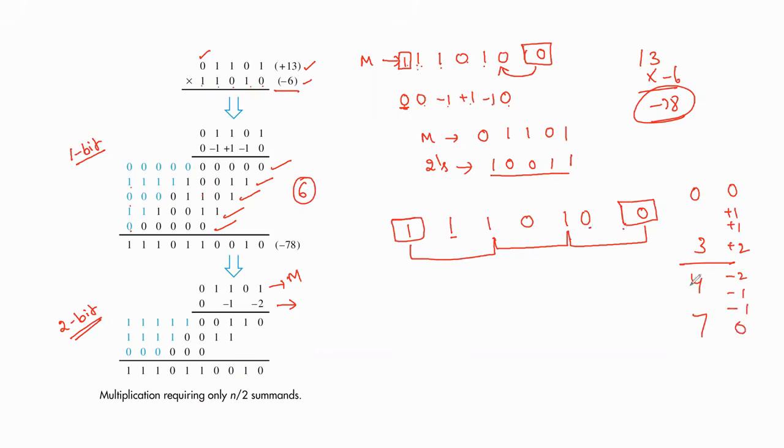Now 1 0 0 means 4, and 4 means minus 2. Similarly 1 0 1 means this is a minus 1. 1 1 1 means its value is 0. These are the values of the multiplier. Now we should start the multiplication process.